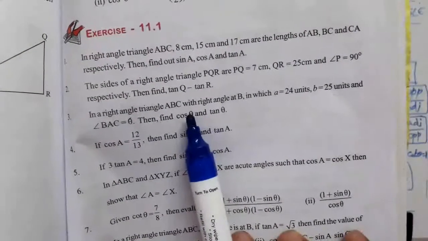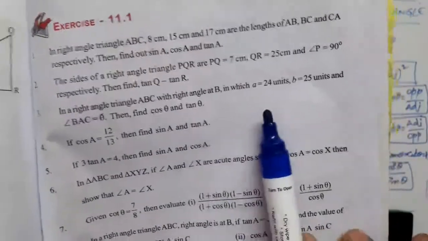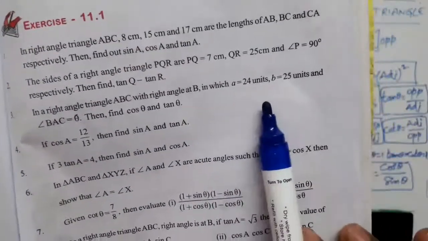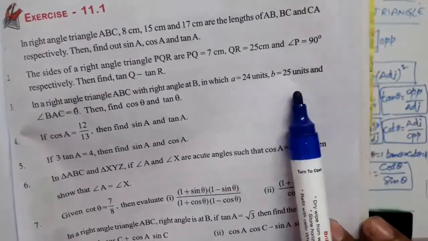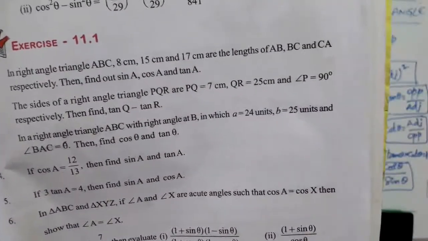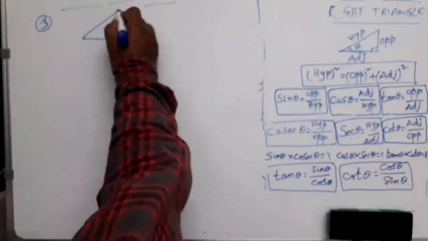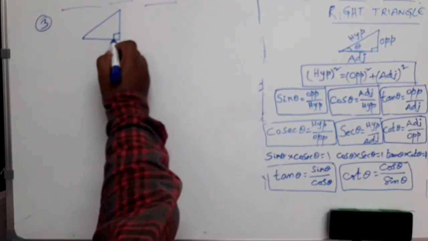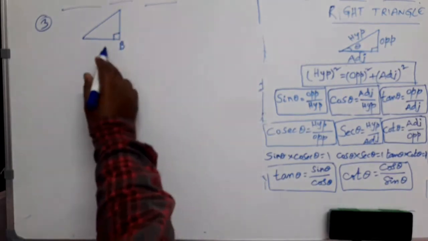Question number 3. In a right angle triangle ABC with right angle at B, in which small a is 24 units, small b is 25 units, and angle BAC is theta, then find cos theta and tan theta. That is the question. See, where is the right angle? At B. So clearly B is 90 degrees.